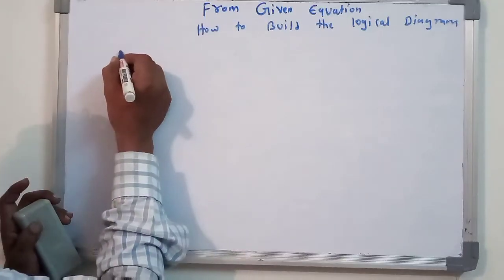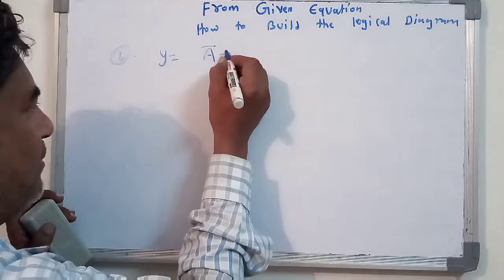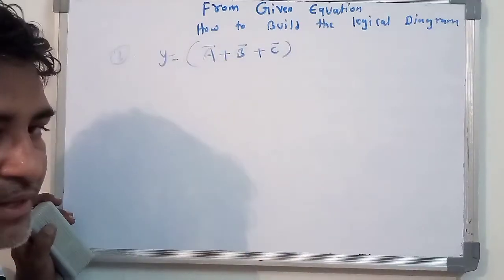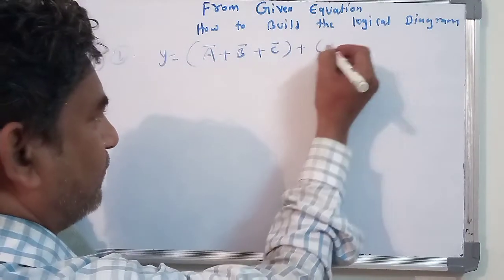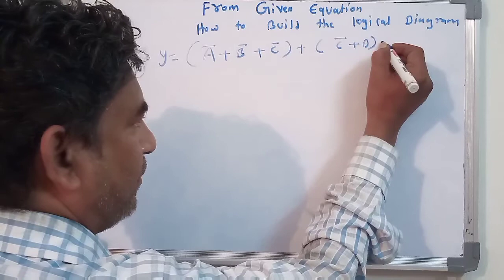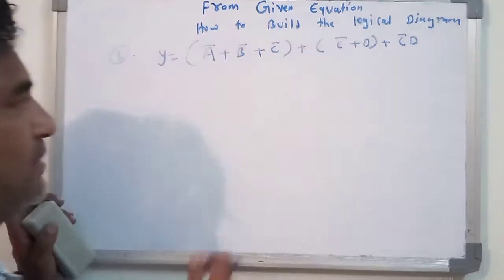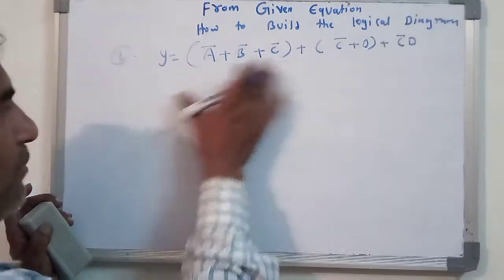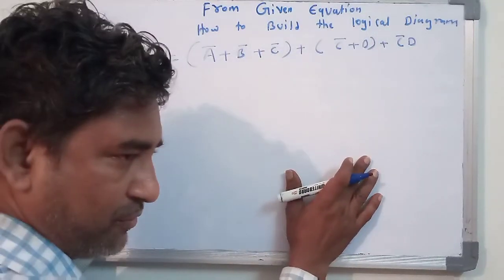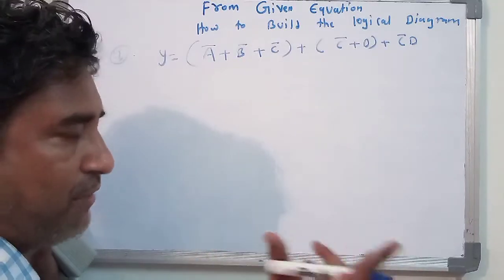The next equation, second equation. Suppose Y is equal to (A bar plus B bar plus C bar), this is the whole bracket, then plus (C bar plus D), plus C bar D. This is the required equation. And from this particular equation, you may draw the first method also, you may draw the second method also. As I told you, first we will see how to draw this equation in the second method.